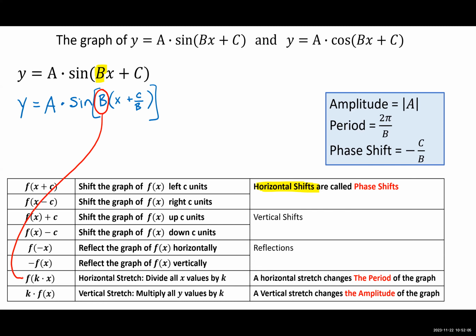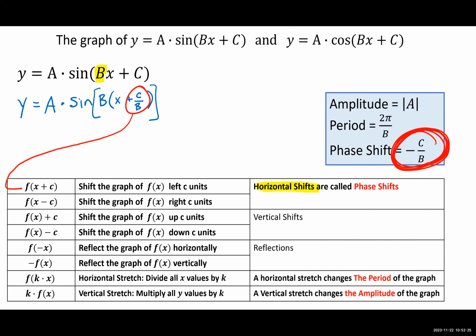Right? So this is that horizontal stretch. Right? And this is that shifting the graph horizontally, the horizontal shift. Right, so we don't have to do this. This is just one time, just an explanation of why the phase shift is not minus c, it's minus c over b. All right.